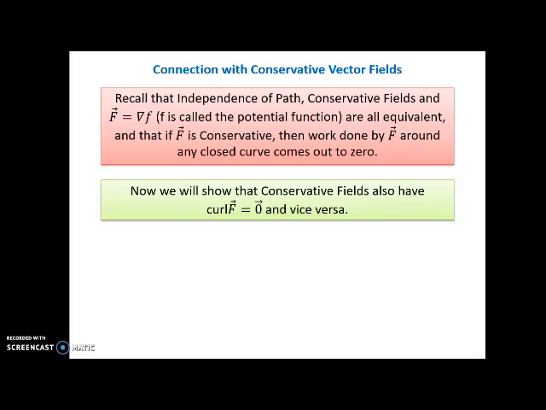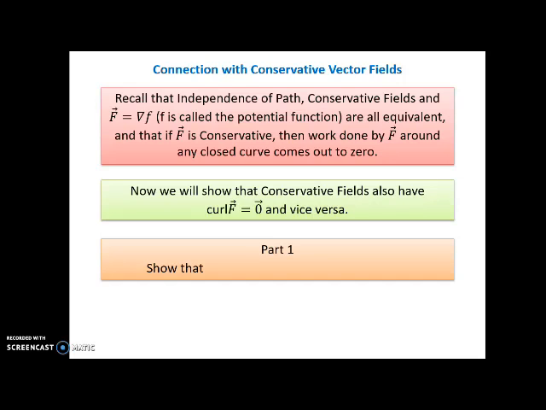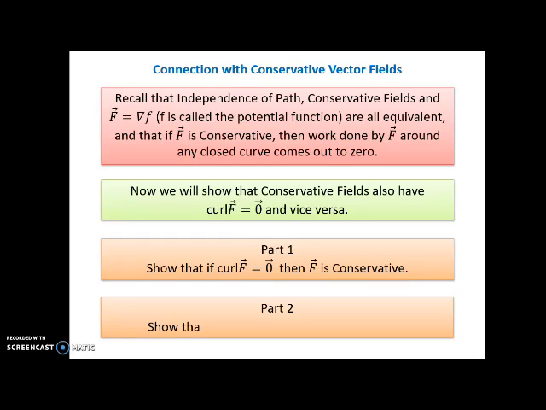And this one I will prove. Part 1 will show that if curl F is the 0 vector, then F is conservative. And part 2 of the proof, to go the other way, will show that if F is conservative, then curl of F is the 0 vector. Ready? Here we go.